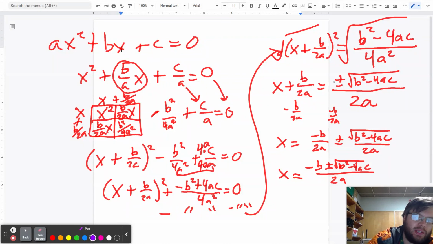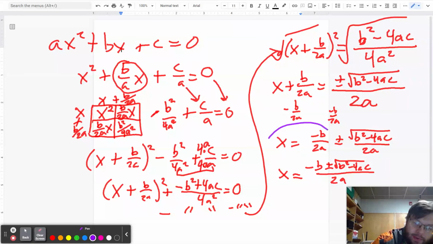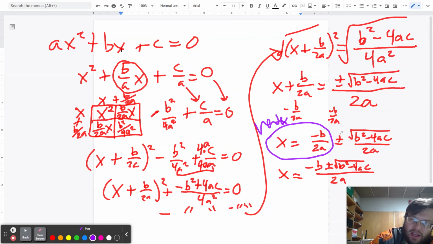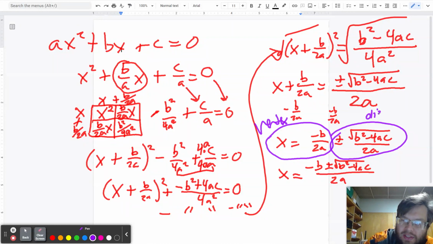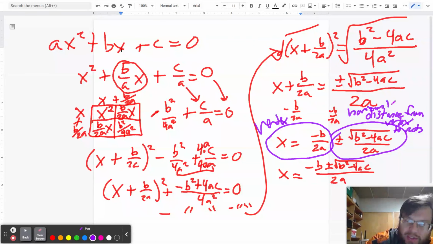As an extra bonus lesson, this part here is our vertex. And this part is the distance that the roots are from the vertex. The distance from vertex to roots, meaning horizontally. I'll be real specific. It's the horizontal distance.